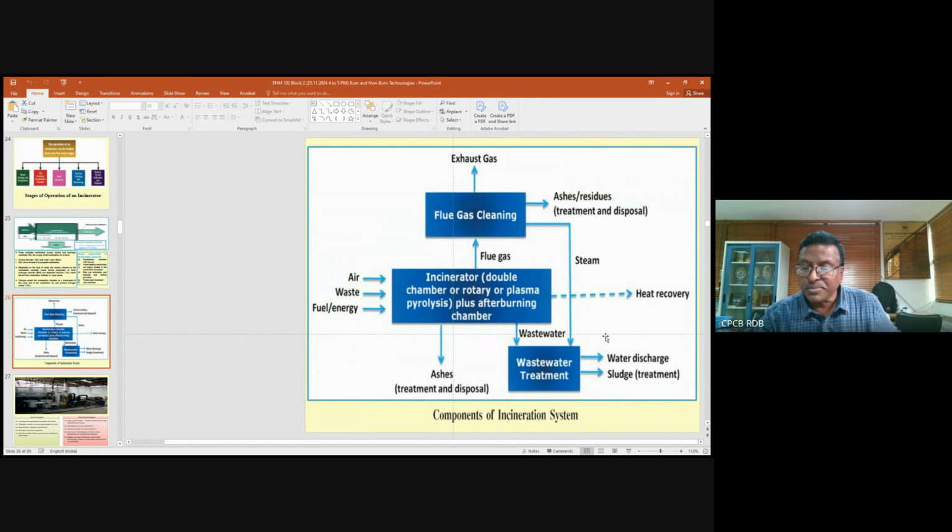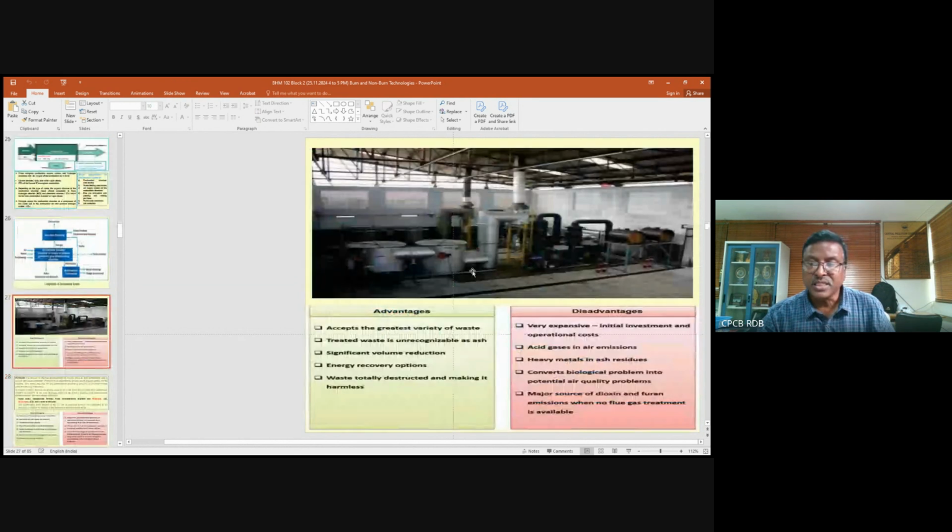Generally, in the process of treatment of wastewater, you will generate some sludge. That sludge has to be decontaminated, centrifuged, and disposed of as hazardous waste, through landfill only or through TSDF operators. Ashes, whatever is generated, also have to be disposed of. This is about the incineration process. Just have a look at it.